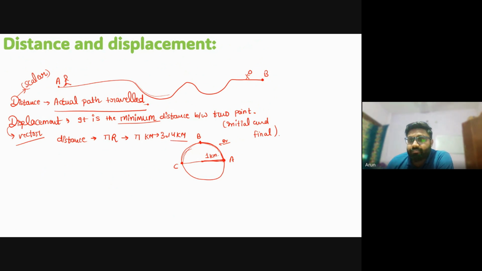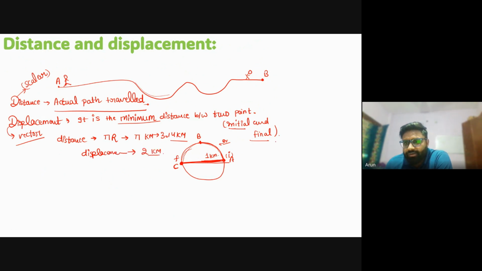Now, what about the displacement? As I have told you, you check the final position and the initial position, and draw a straight line between them. This is your minimum distance, and it is also defined as displacement. We have reached this position C, which is our final position, and this is our initial position. If I draw a straight line, it exactly matches the diameter of this circle. So the diameter of the circle is the displacement here. So displacement is 2 kilometer.